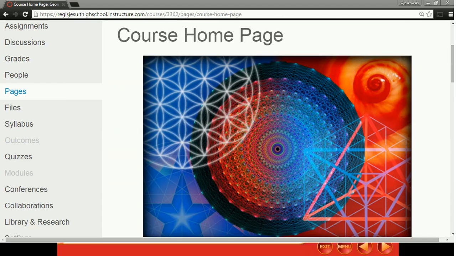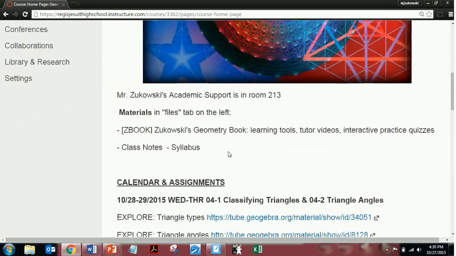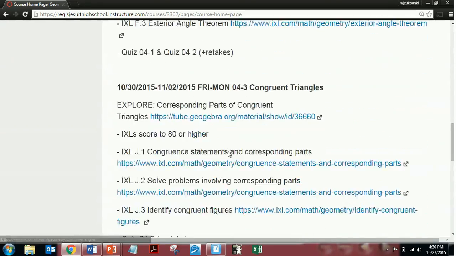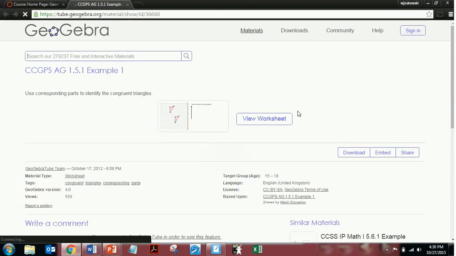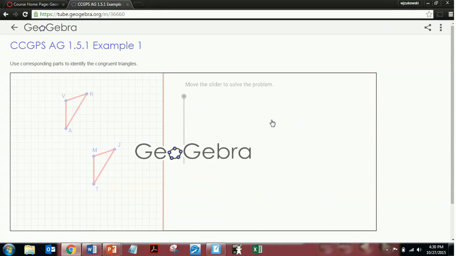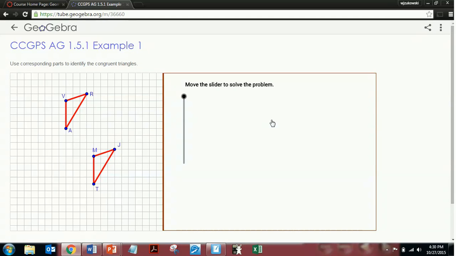Head over to Canvas. I have a link here. It's under chapter 4, section 3. You're going to explore what's called corresponding parts of congruent triangles. And under here, you can view this worksheet or you can download it. I recommend downloading, but viewing should be fine for this one. Once this loads, I want you to pause this video.